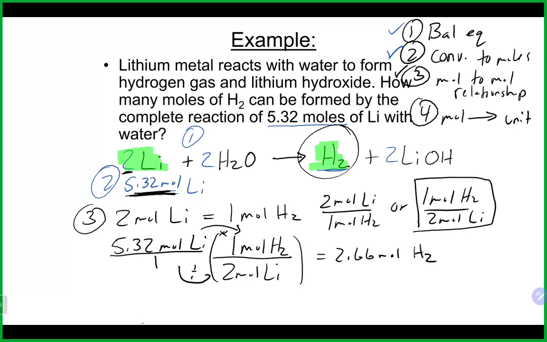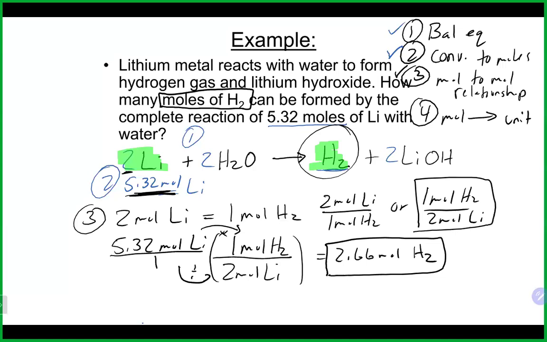Do I need to do step number 4 in this case? I do not, because the answer we're looking for is moles of hydrogen. And that to me looks like moles of hydrogen. So I should just put a box on that. And again, sometimes you may not have to do that 4th step. A lot of times you do, but you may not if you're looking for moles. So you'd be done at this point.